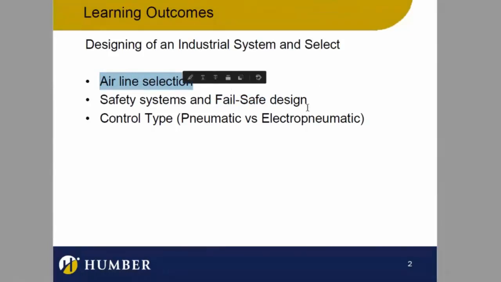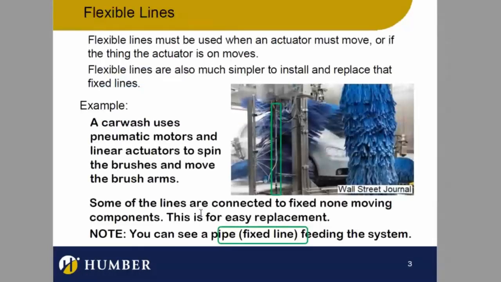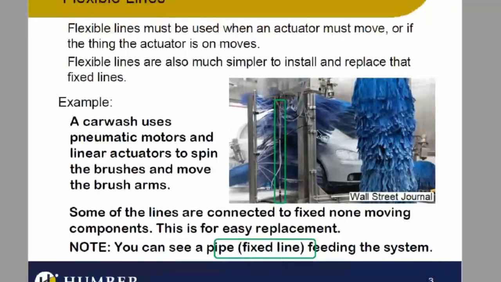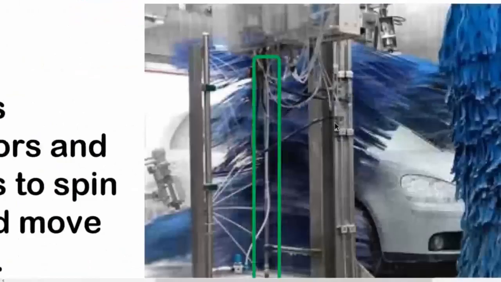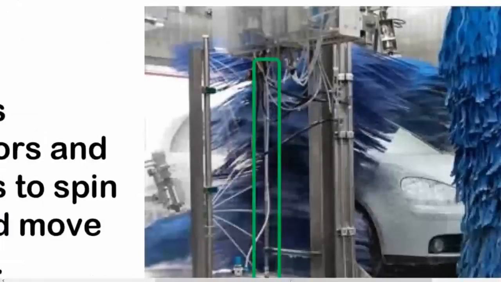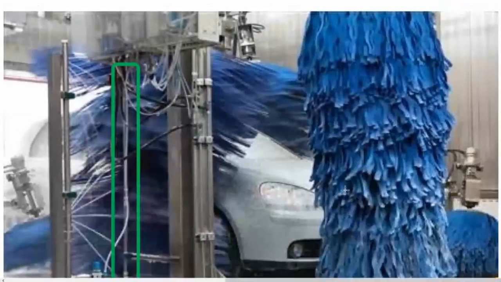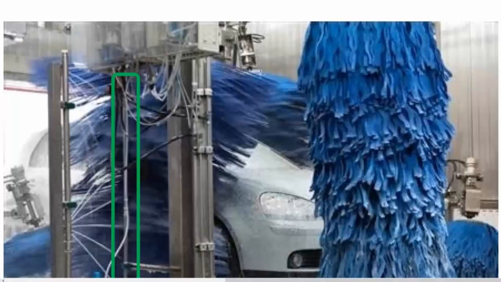So let's jump into airline selection and talk about why we may have different types of airlines. If we take a look at this, you can see there's a flexible line in here. Let's go on a tour of this car wash area. This motor here is spinning a brush, and the brush is moving around. The motor is in some kind of housing, and you can see there's a cable there and a cable there, although those are hoses. Those are flexible pressure hoses.